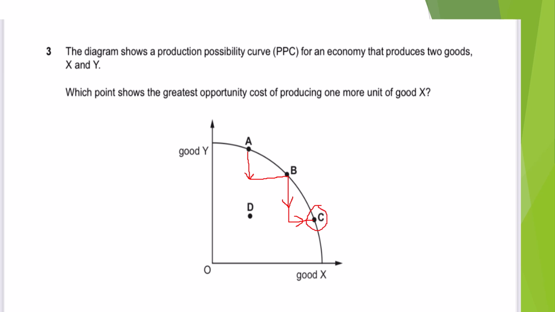देखें आप A to B प्रोड्यूस करें हमने कम छोड़ा है, लेकिन जब B से C पे जा रहे हैं एक ही एक्स्ट्रा यूनिट प्रोड्यूस करें, but going from B to C we are foregoing more of Y. So that is why we are going to say that B to C, or you can say C, is the point where for producing one more unit of X you are foregoing more of Y. So this is the greatest opportunity cost which we are foregoing. That is an opportunity cost, right?